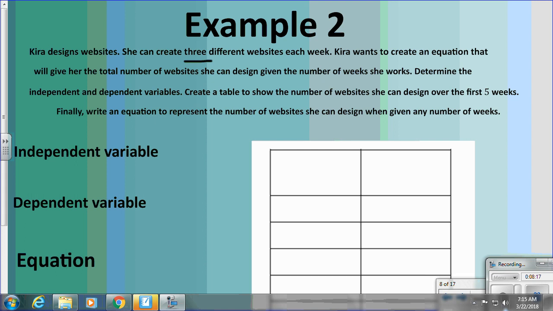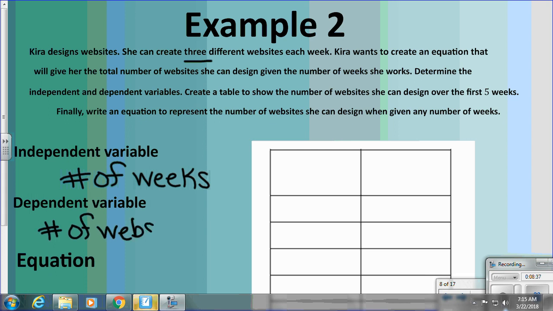So we have an extra step this time. We need to actually write the equation. So our independent variable would be the number of weeks. Our dependent variable is the number of websites. So our number of websites are going to be determined or be dependent upon how many weeks we work. Notice how our independent and dependent variables become our titles of our table.